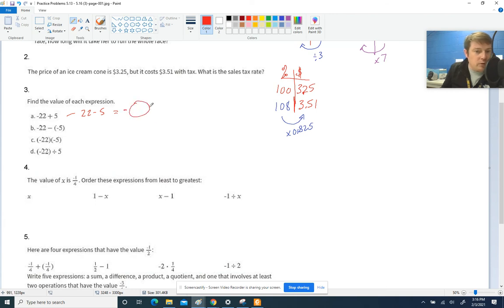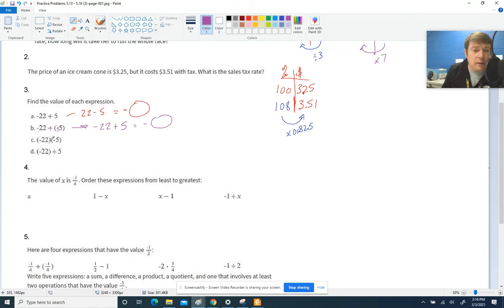So subtract them, get your negative answer. 22 minus 5 is 17. So that's pretty straightforward there. On this one, you need to add the opposite. So this is really negative 22 plus 5. Add the opposite, right? Which turns into the same problem that we just did, and so you should get the exact same answer, right? Negative 17 again.